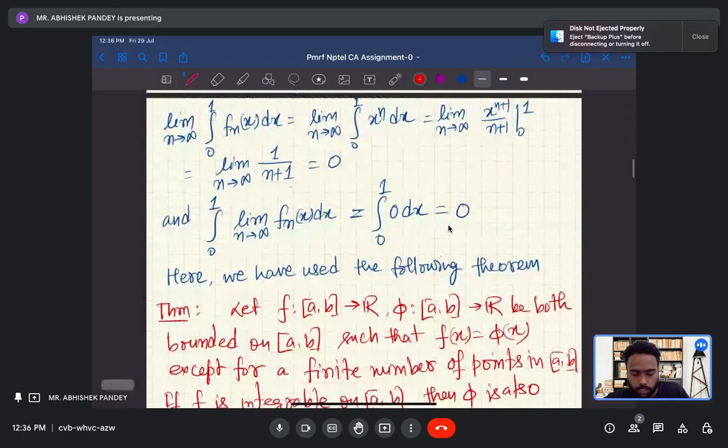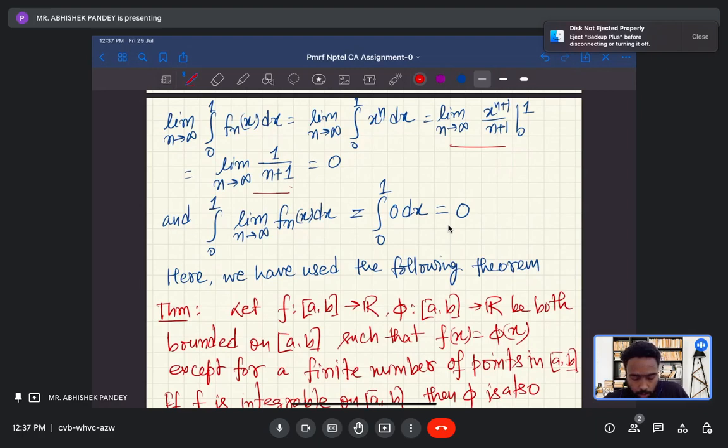Now let us look at this limit. The limit as n tends to infinity of the integral from 0 to 1 of f n of x dx equals the limit as n tends to infinity of the integral from 0 to 1 of x to the power n dx. This limit will be the limit as n tends to infinity of 1 upon n plus 1, which equals 0.